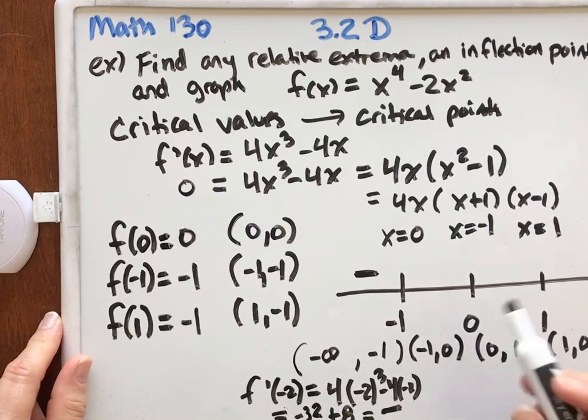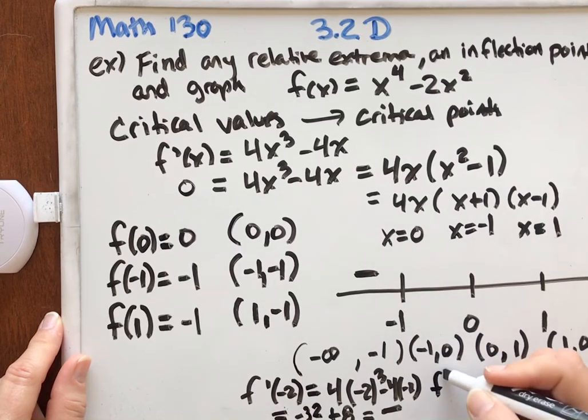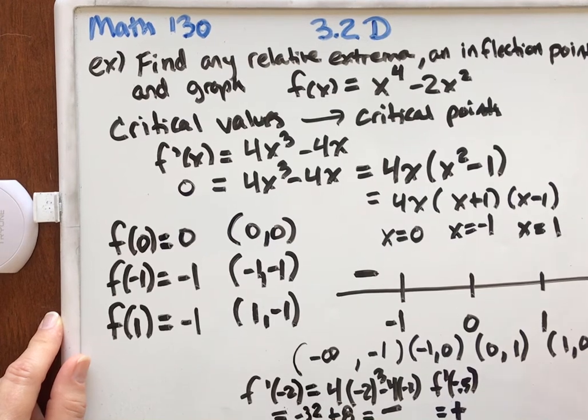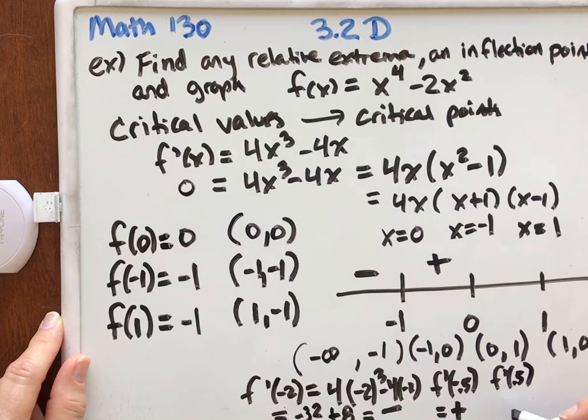Okay, next one. What are we going to test between 0 and negative 1? We can test negative 0.5. So f prime of negative 0.5. Now when we put that in there, it ends up being a positive number. Okay, now we're going to test 0.5 here too, f prime of 0.5. And when we put 0.5 into our original derivative, we get a negative value at the end. And now when we put in a 2, f prime of 2, the end result's going to be a positive value.